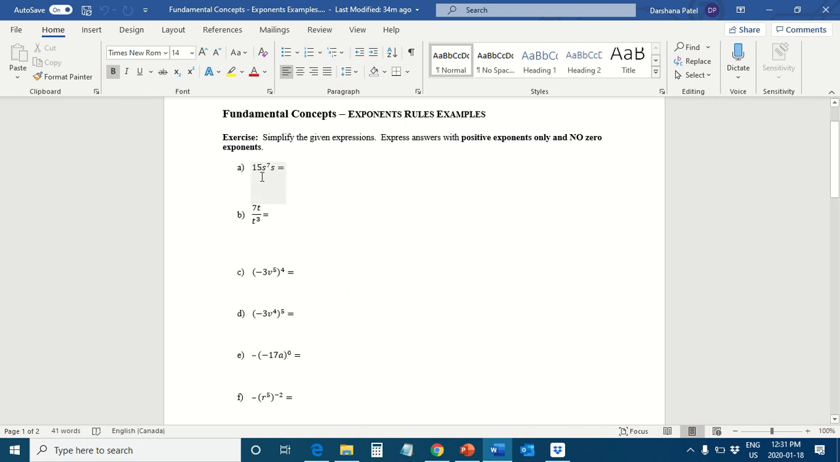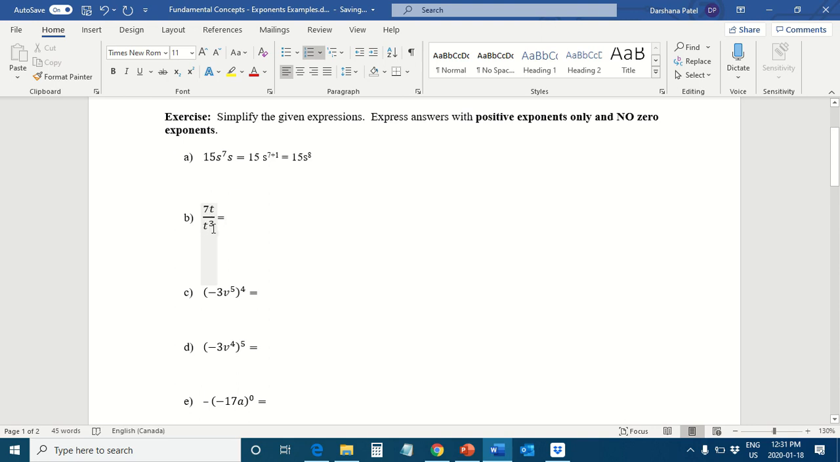So for the first example, we have 15 s to the 7 times s. Because same bases are being multiplied, using the multiplication rule, we will add the exponents. So we'll say 15 s to the power of 7 plus 1, which will give us then 15 s to the power of 8.